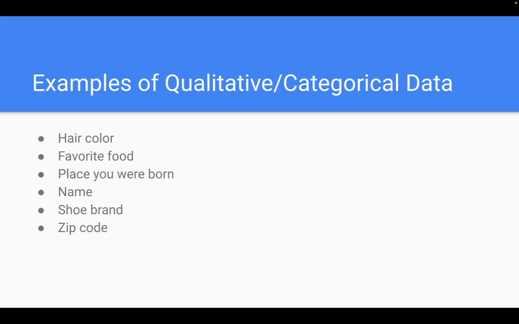All right, some examples of this could be hair color, your favorite food, the place you were born, name, your favorite shoe brand, or even your zip code. So again, we're basing something that is not specifically numerical. Even though a zip code is numerical, it's defining a location. So that would not be quantitative. A zip code would still be qualitative.